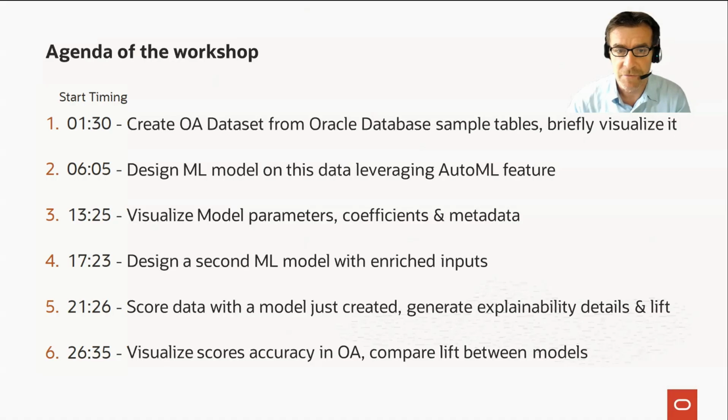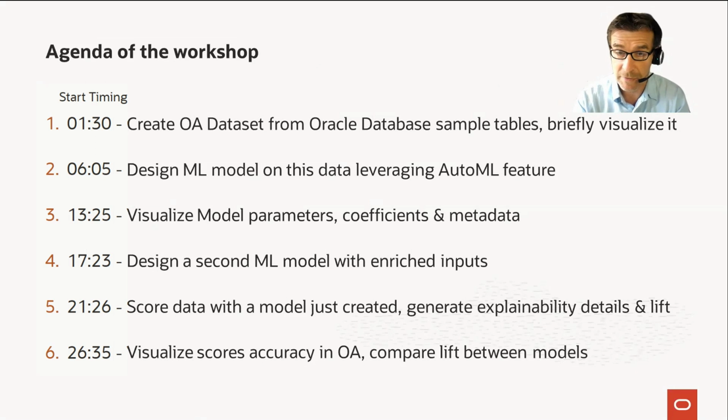So the agenda for the call today is going to have 6 different parts. First, we will connect to an Oracle database and use data that exists in an Oracle database as a source, and we'll briefly visualize this in OAC. Then we will use AutoML to design a machine learning model to predict a specific column. We will then visualize the results, the parameters of the model, and the metadata of the model.